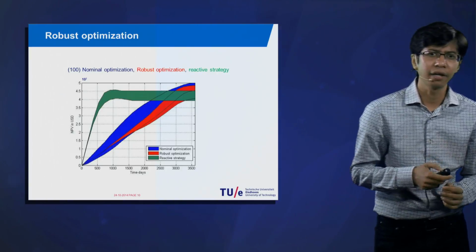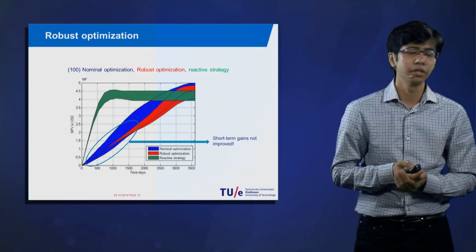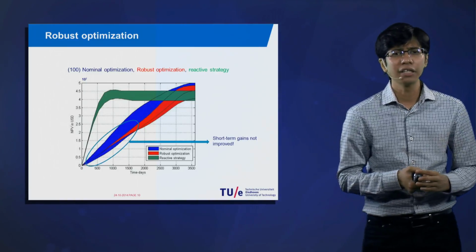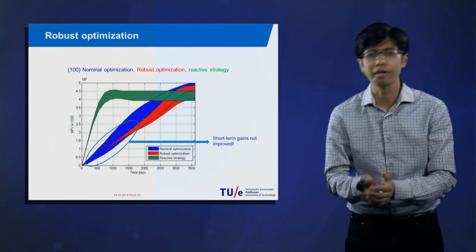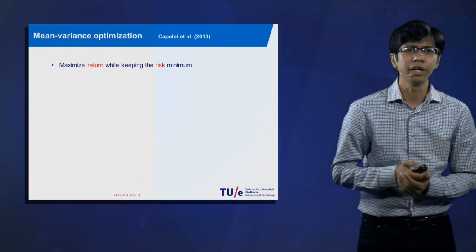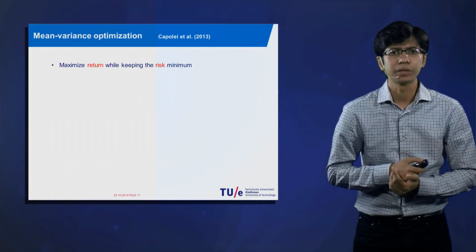And you can see that the short-term gains, even in this robust approach, are not improved. This is probably because we have not properly handled the uncertainty. We have not reduced it. We have just incorporated it in the optimization framework. So we decided to move further and consider a mean variance portfolio approach introduced in this paper.